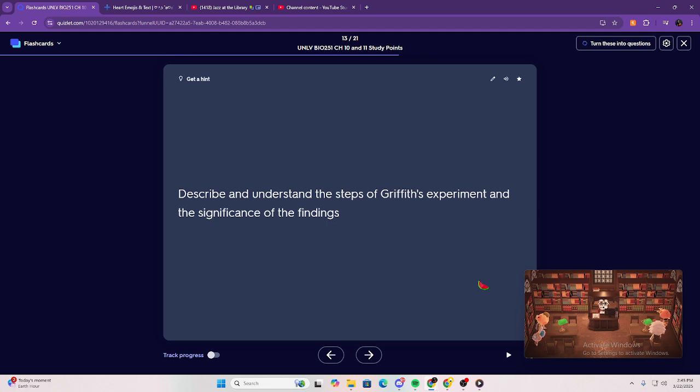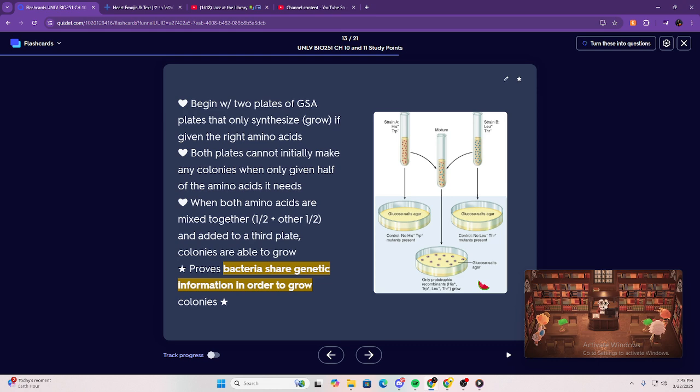Describe and understand the steps of Griffith's experiment. Basically, you begin with 2 plates of GSA, and these plates can only synthesize if given the right amino acids. This side has only half of the amino acids it needs, and this side has only the other half of what the GSA needs to grow. So when plated, they were only given half, so they could not grow. However, if you mix the 4 amino acids together, then it is finally able to grow. Basically, it just shows that bacteria share genetic information in order to grow colonies.